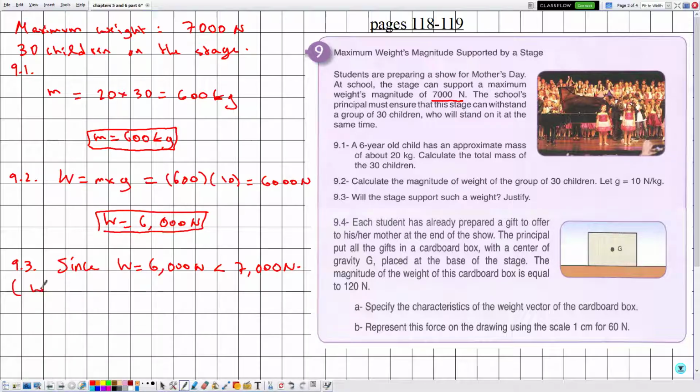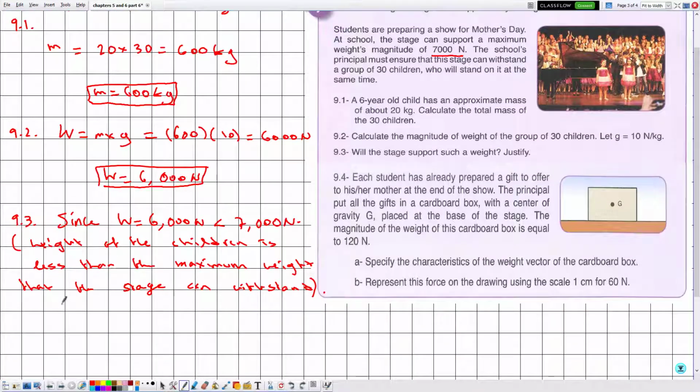which means the weight of the children is less than the maximum weight, then yes, the stage will support such a weight.